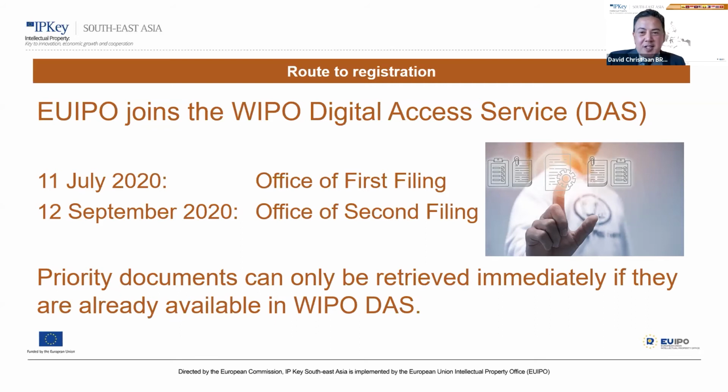There is only one thing that has to be taken into account, that the WIPO DAS code has to be provided immediately when you file. We are not able to download the priority documents if the code is not there in the application.